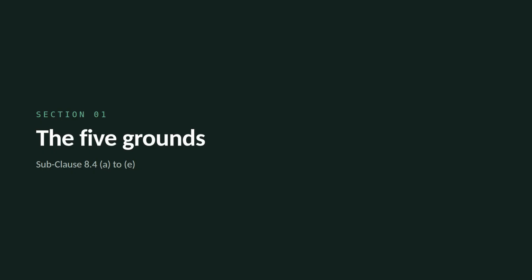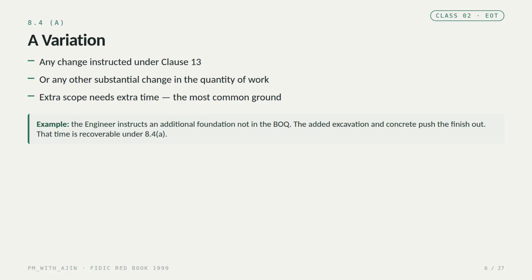Let's go through the 5 grounds, one at a time. Ground A, variation. This is any change instructed under Clause 13, or any other substantial change in the quantity of work. Extra scope needs extra time, and this is the most common ground you'll use. For example, the engineer instructs an additional foundation that wasn't in the bill of quantities. The extra excavation and concrete push the finish out, and that time is recoverable under 8.4.